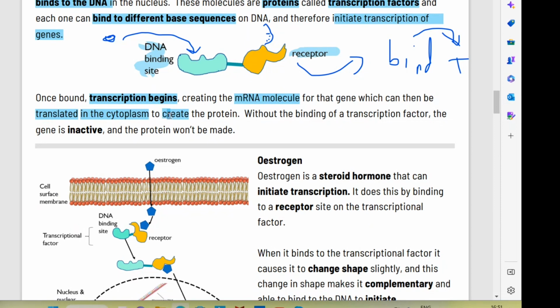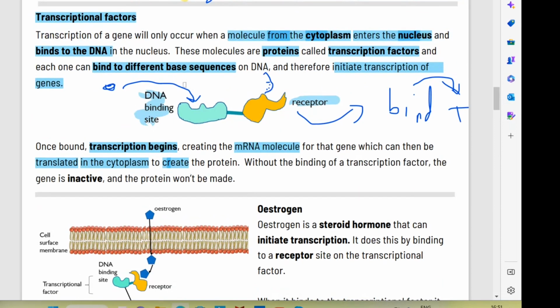So now we're talking about when the protein binds to the DNA binding site, and basically what we just said before, we're creating the mRNA molecule once it's bound, and then we can translate it in the cytoplasm to create the protein. So we're basically creating the template mRNA molecule after transcription begins, of course.